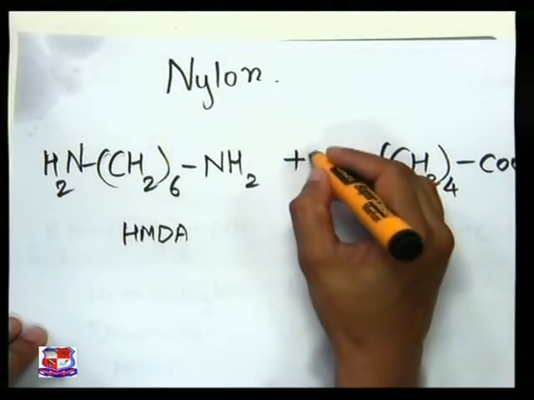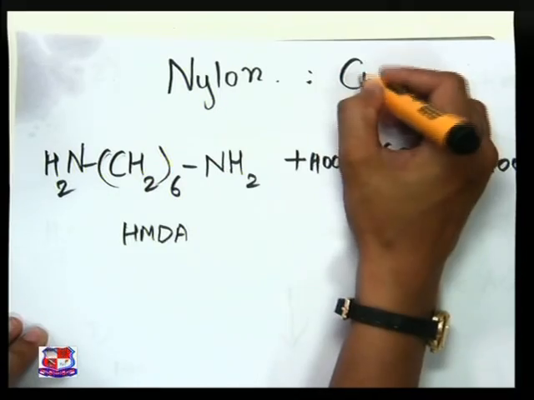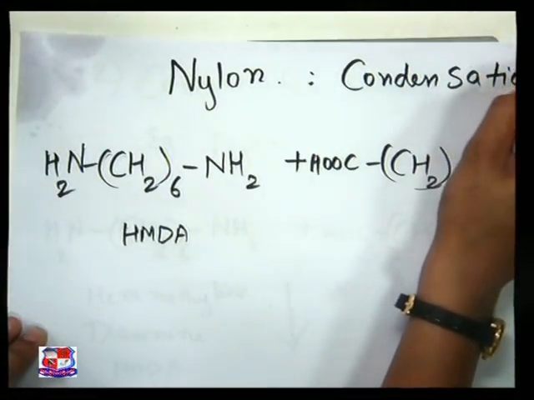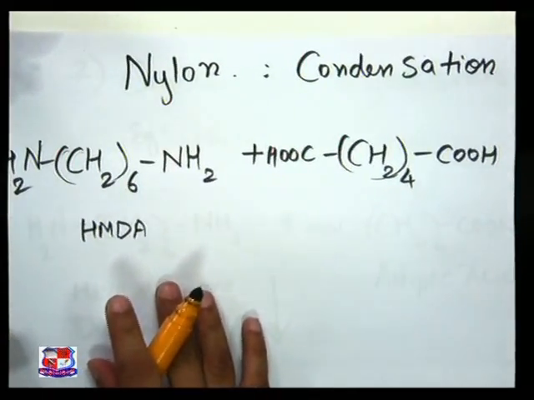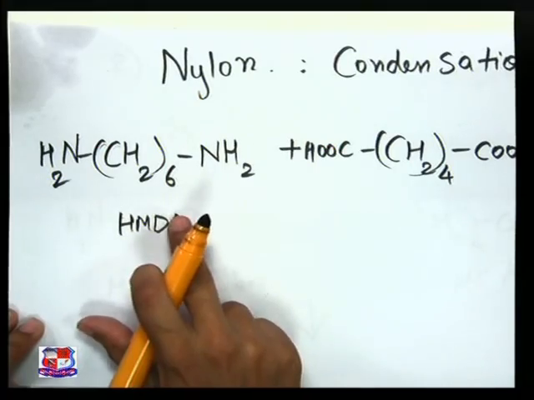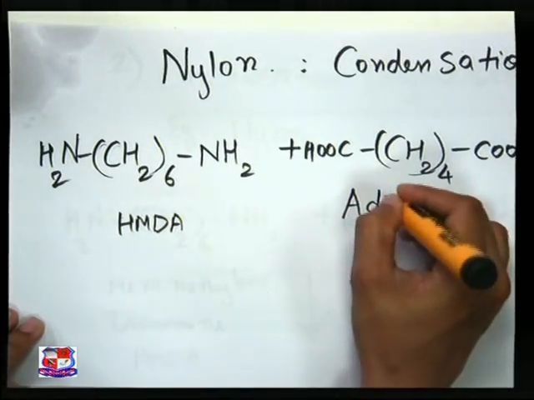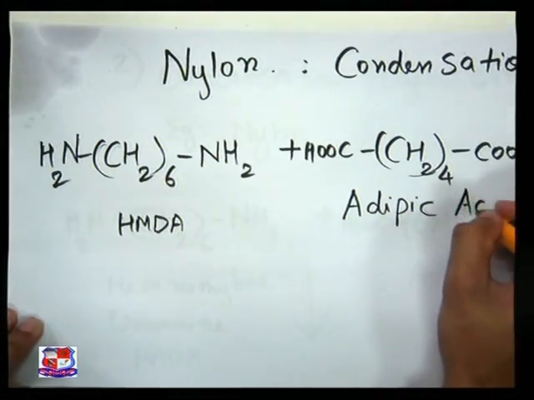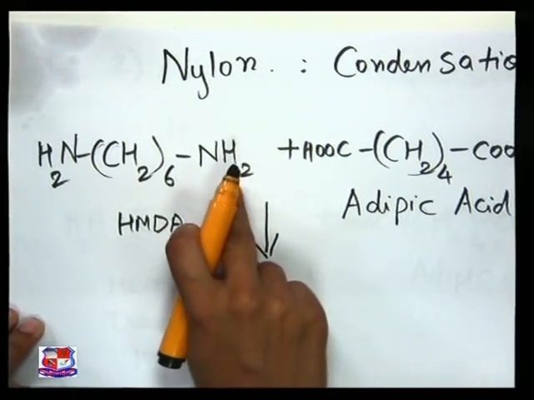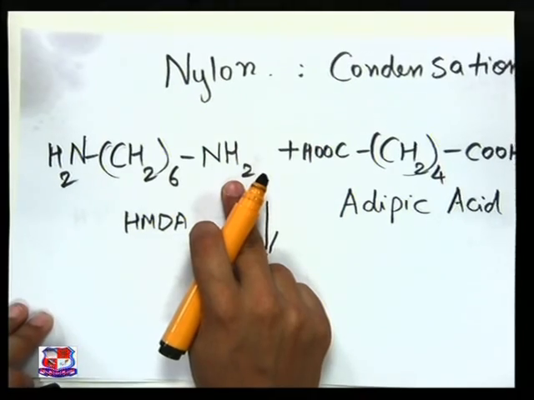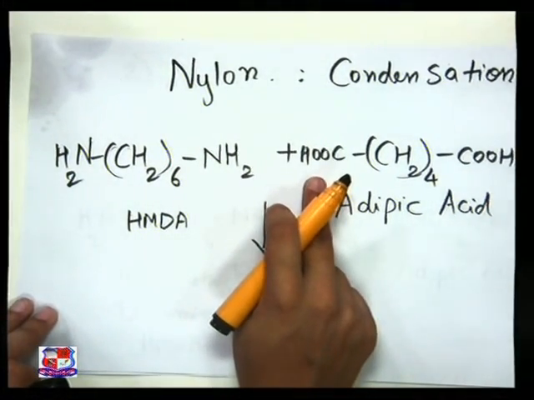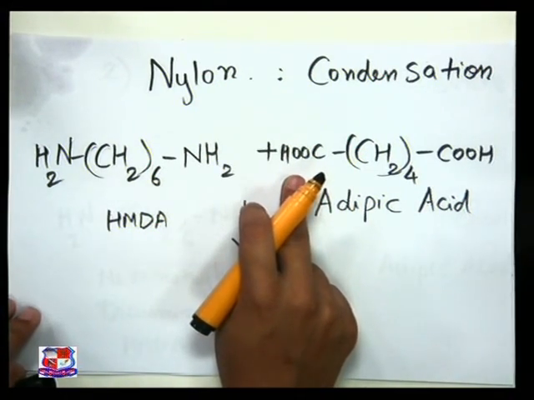Now as I told, condensation polymerization requires the presence of two reactive functional groups. So you can clearly say here that in condensation polymerization we have two monomers to form nylon, HMDA and adipic acid. Now you can see very clearly how we will do the reaction. This NH2 group is basically going to react with the carboxylic acid group.